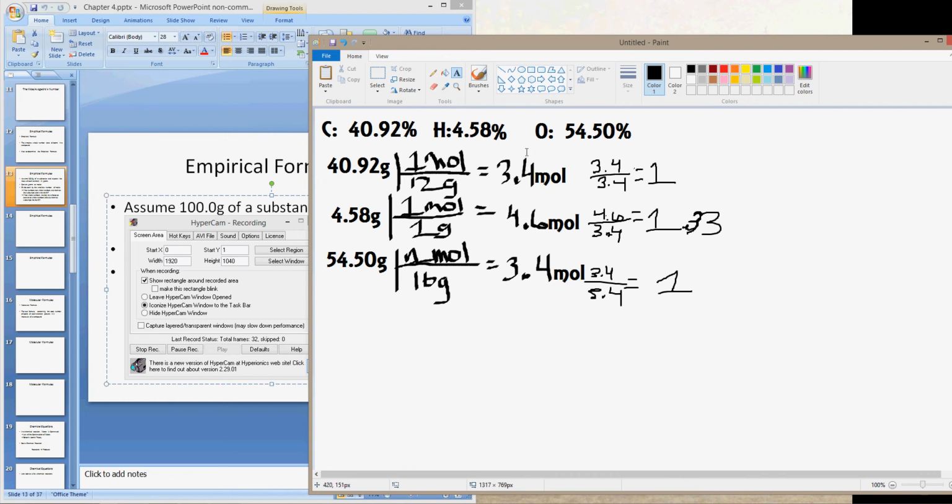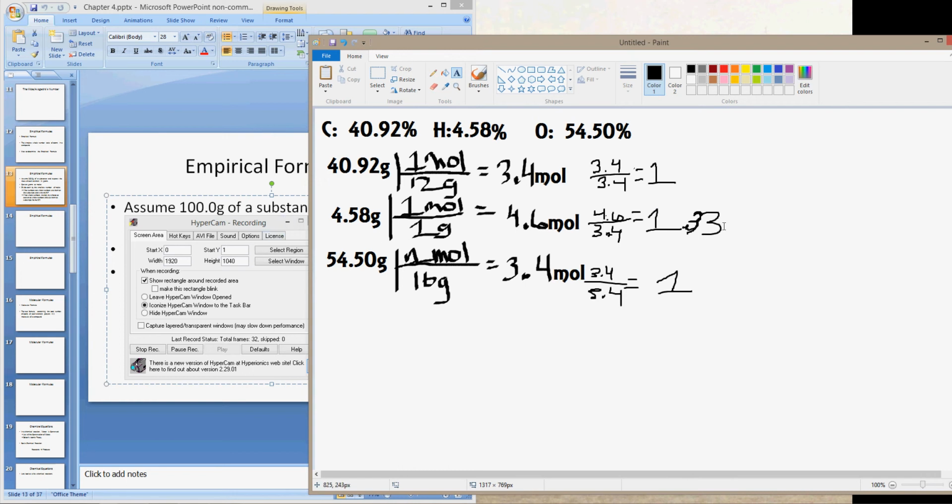So the lowest one of these three moles is 3.4. So 3.4 divided by 3.4 is 1. 4.6 divided by 3.4 is 1.333, repeating. Alright, so this is where they're not whole numbers.